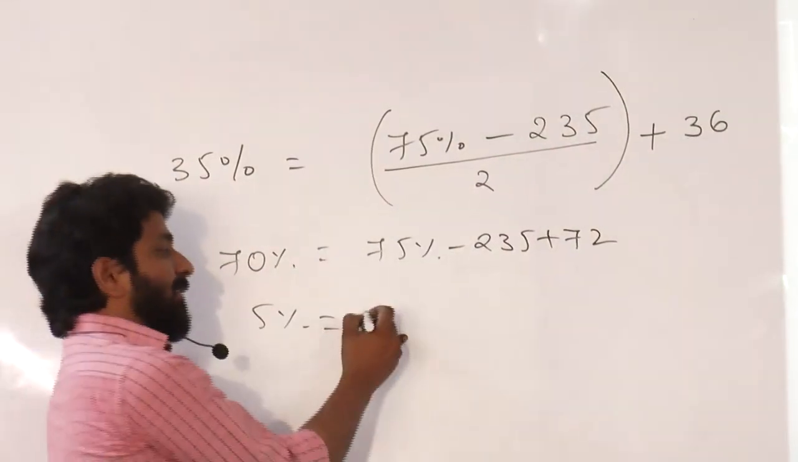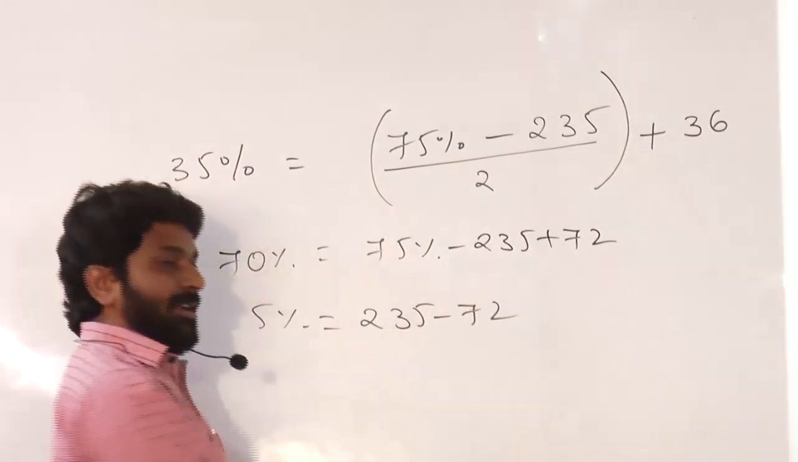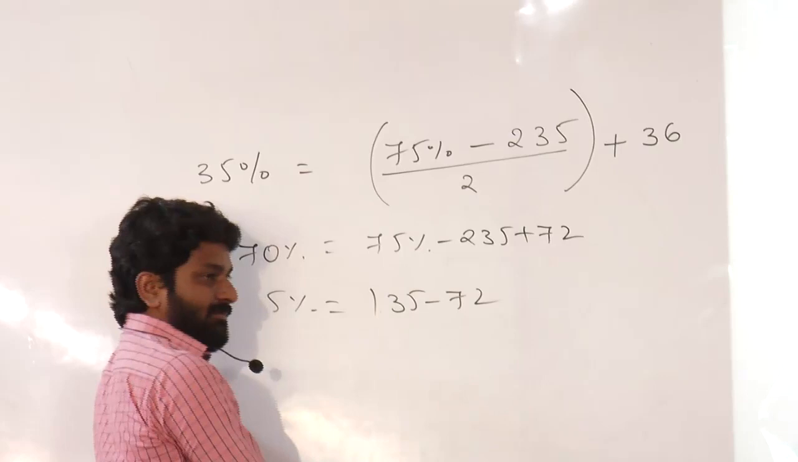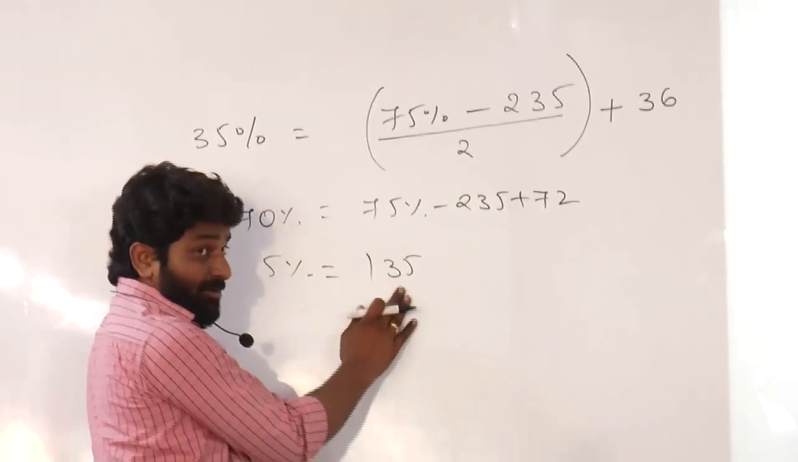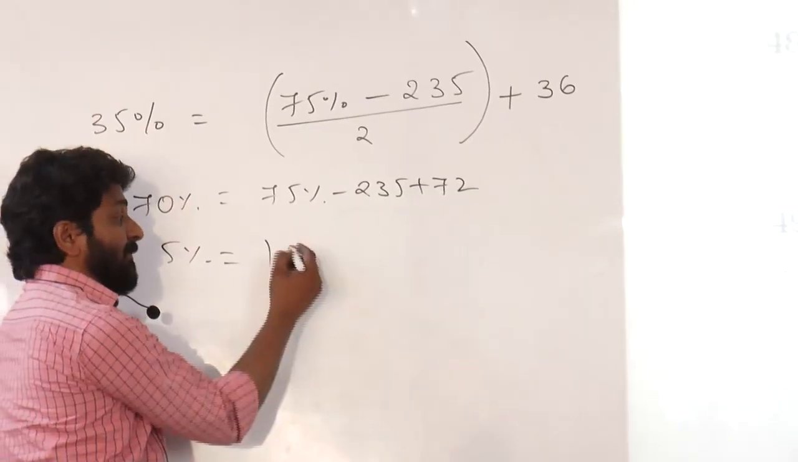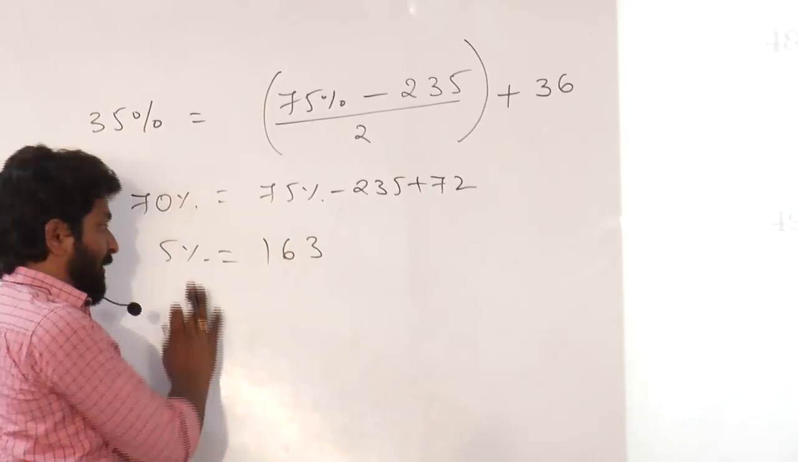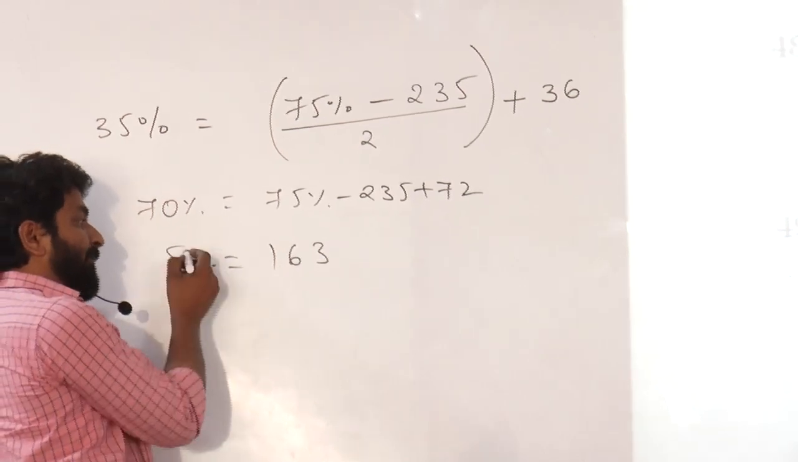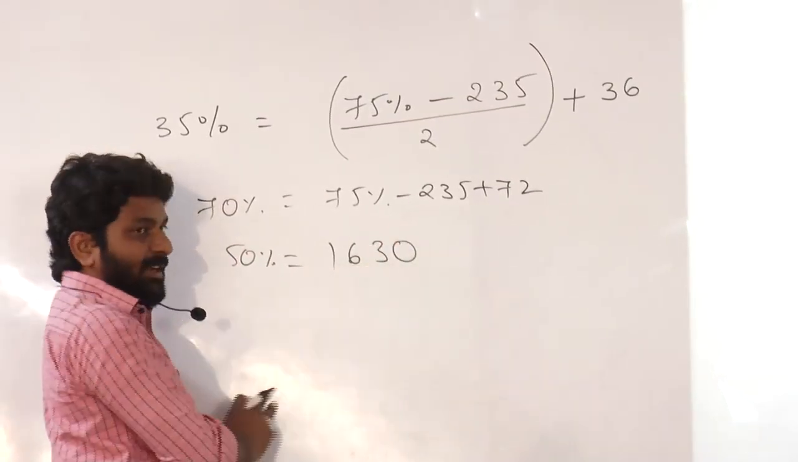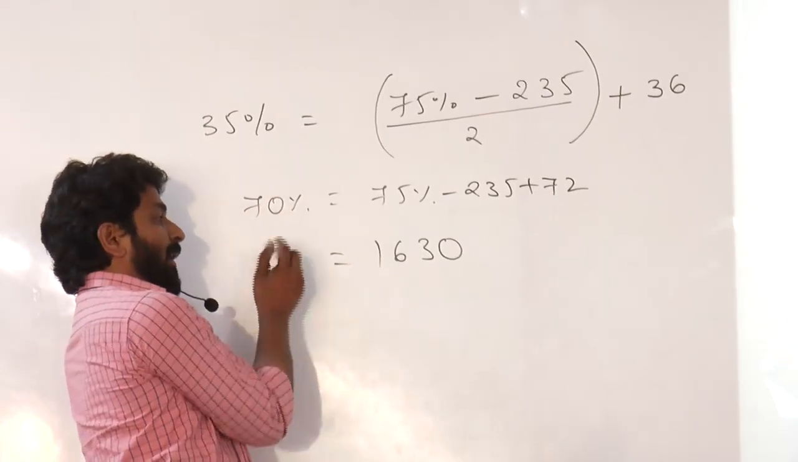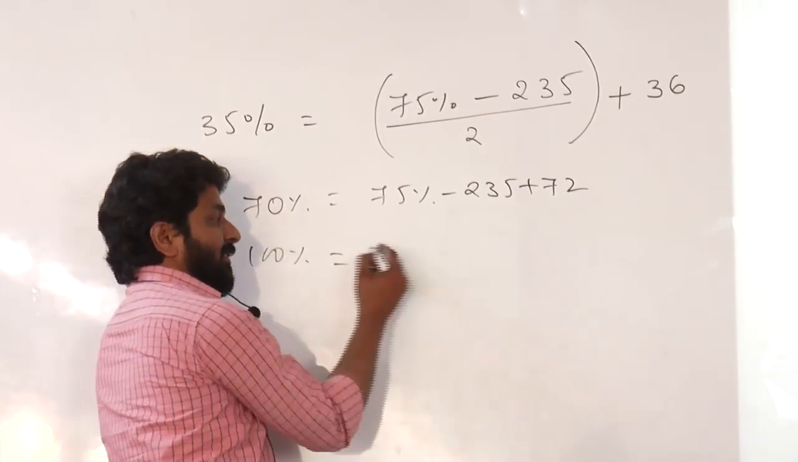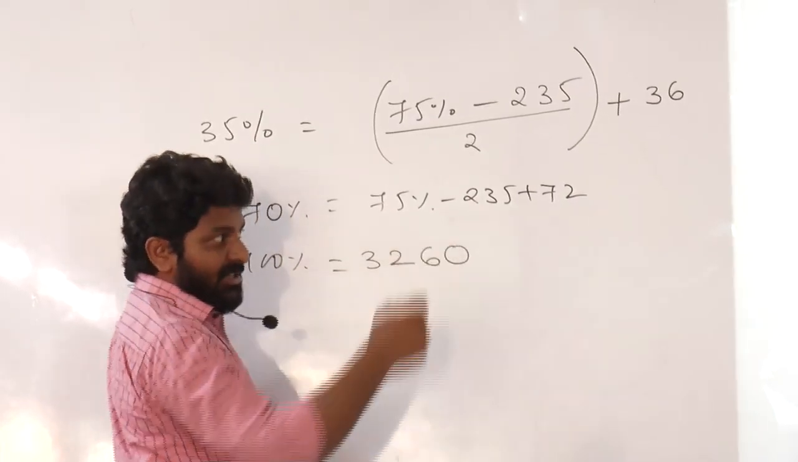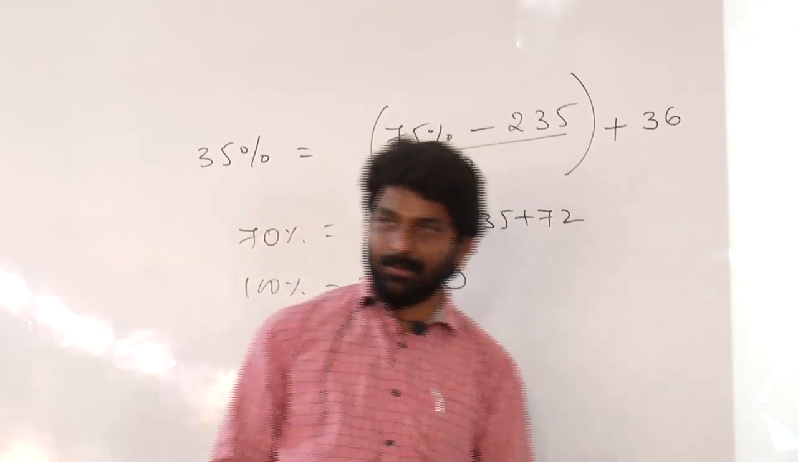When it comes to left hand side, that becomes 235 minus 72. Subtract 100 and add 28. 63. 5% is 163. 50% is 1630. 100% is 3260. But your question is about how many registered voters have casted their vote.